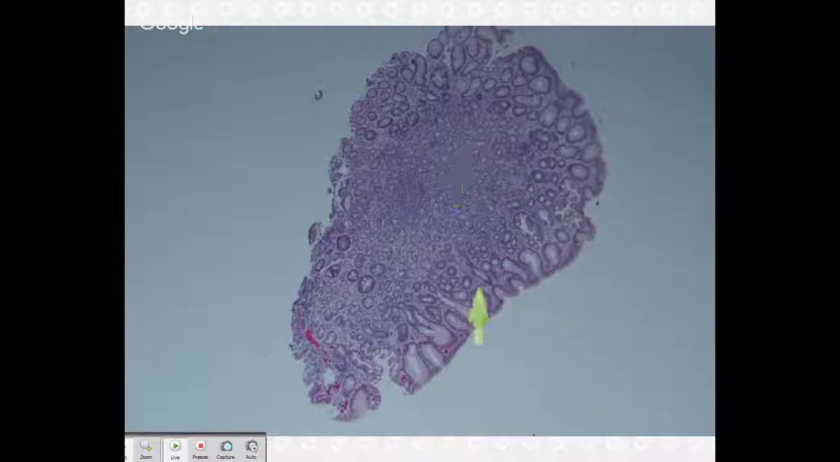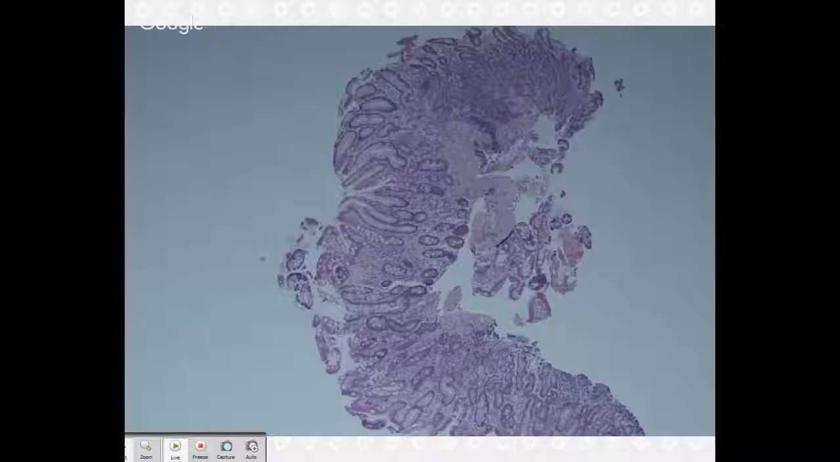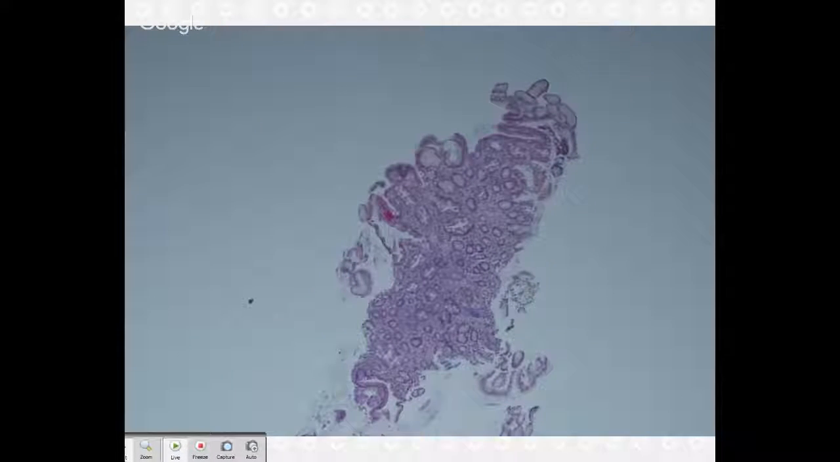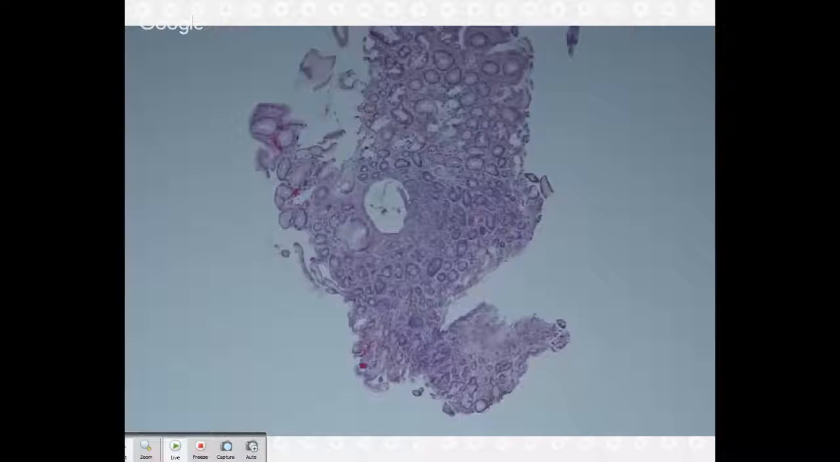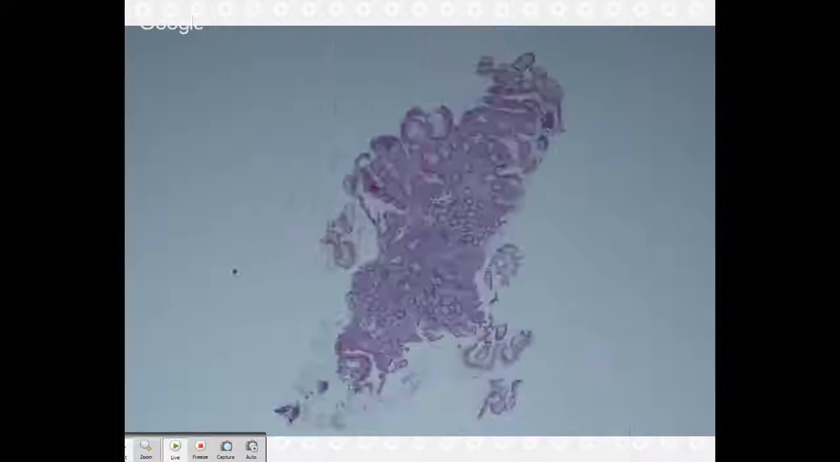Here's another AMAG, same thing. Lots of inflammation, intestinal metaplasia. This looks like antrum, but it's not. This is actually either body or fundus. The oxyntic mucosa has just been killed off, has atrophied. Same thing here. This is all body and fundus mucosa.